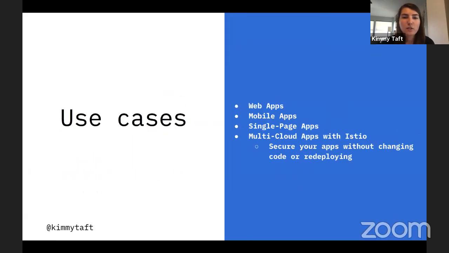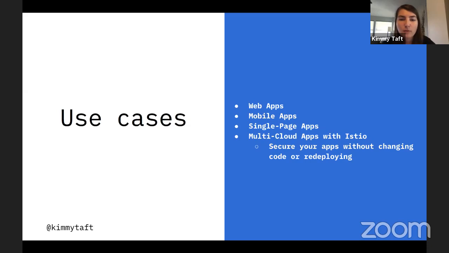So there's several use cases that App ID covers. The first and maybe the most common is for web apps. For web apps, App ID uses the OIDC authorization code flow that Joyce went over. We have a Node SDK that you can use with your web apps.